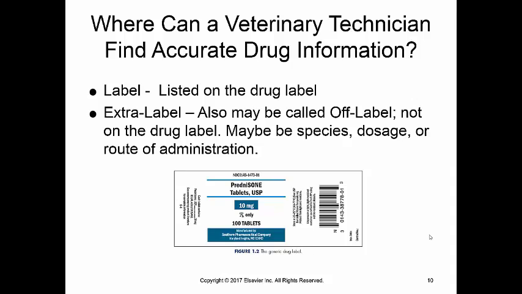An example of a drug label right here that they're showing you is prednisone tablets. This is actually a human drug, and if we're using this in an animal, this would be extra label. The way I can tell that is it has this RX only, and we'll get into that in lab. When you see RX only, that's a human drug, whereas if it's a veterinary drug, it's going to say this drug is to be used only on the order or direction of a veterinarian.